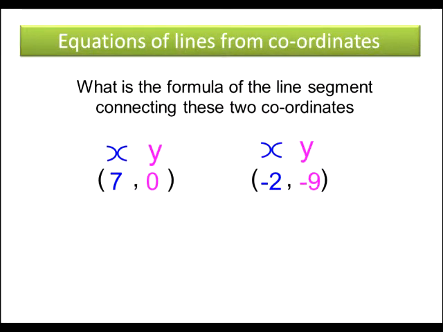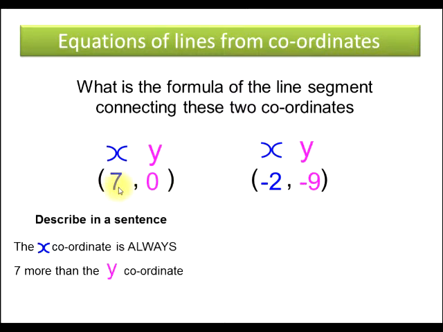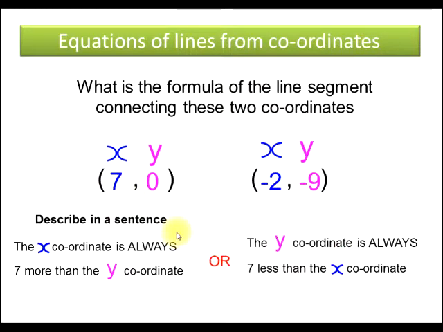Again, pause it, see if you can do it for this one. So you should be able to see there's 7 less if you go from the x, or 7 more to get to the y. So the x coordinate is always 7 more than the y, or the y coordinate is always 7 less than the x. So let's put this in a sentence. The x equals 7 more, so it's y plus 7, or the y equals 7 less, so this time we're taking away 7. Pretty simple.